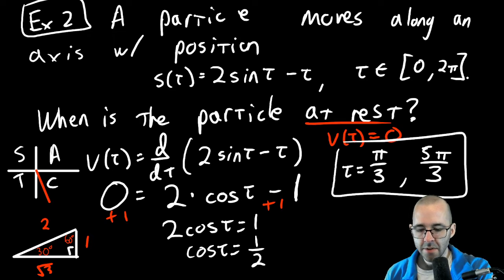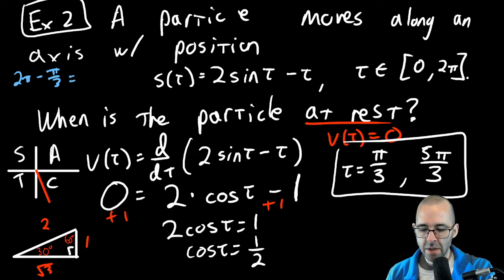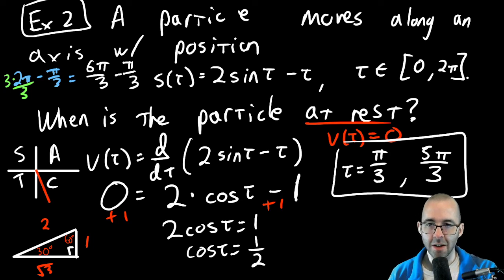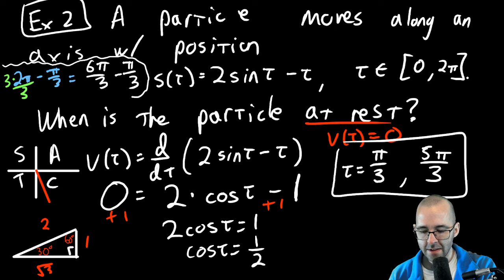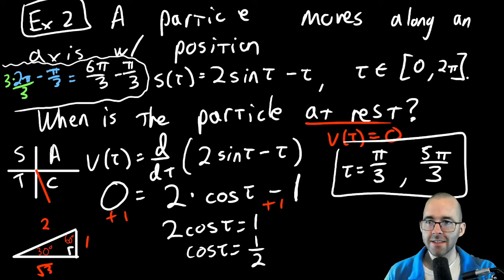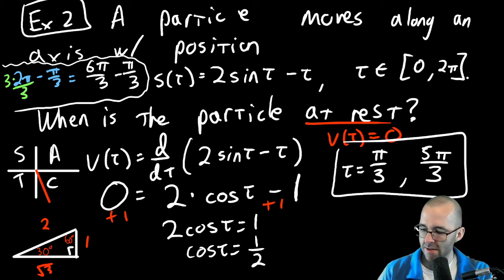And to see where that comes from, you can just say, okay, 2 pi minus pi over 3. We need a common denominator. It's going to be 6 pi over 3 minus 1 pi over 3. Oh, I should have gone back to blue. I did white though. That's going to be 5 pi over 3. All right, and that's when the particle's at rest.